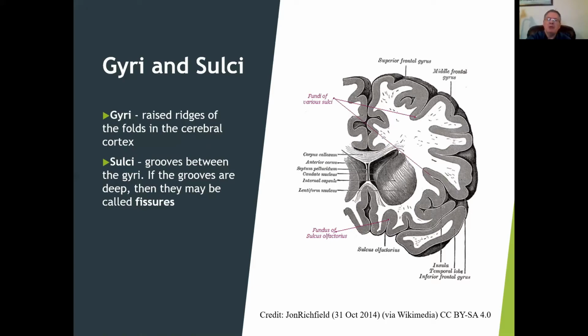Now, the buckling and folding of the cerebral cortex, creating gyri and sulci, allows a greater surface area of the cerebral cortex to fit within the confined space of the cranial cavity without having to increase the thickness of the cortex. So you can see particularly the buckling here, this particular area here.